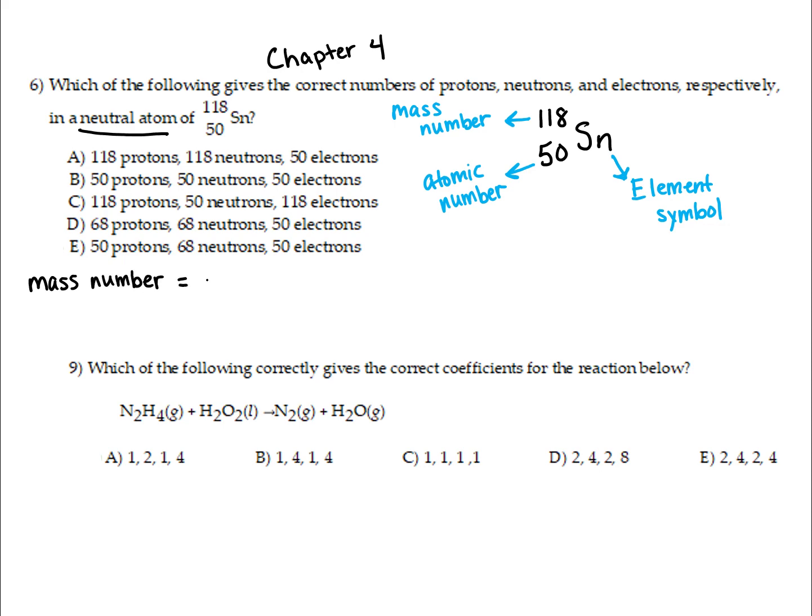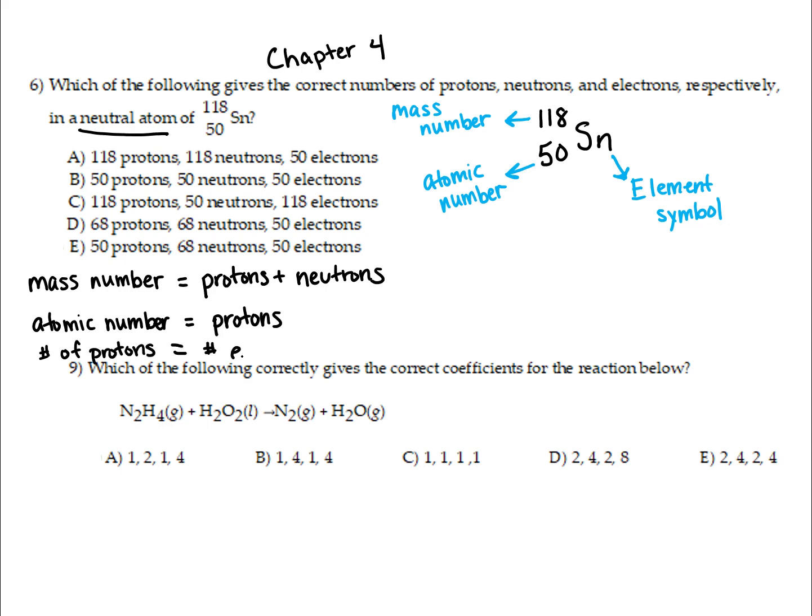The mass number is equal to the total number of protons plus the number of neutrons. And we can use that to solve for the number of neutrons. The atomic number is simply equal to the number of protons. The number of protons is equal to the number of electrons in a neutral atom. So that's a quick little refresher for you to talk about protons, neutrons, and electrons.